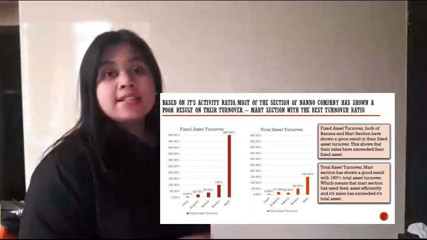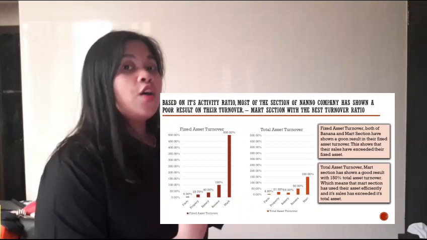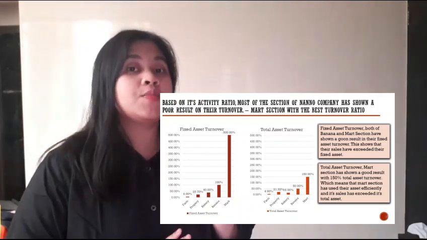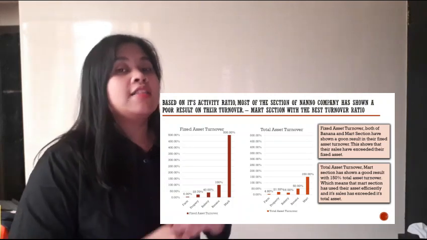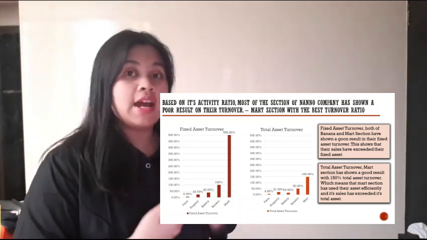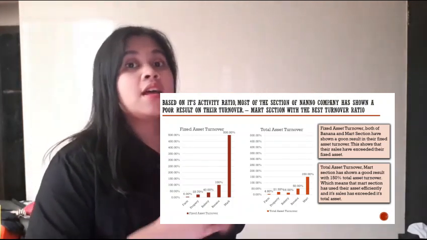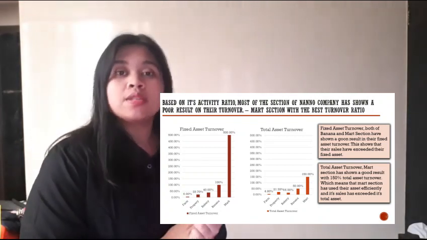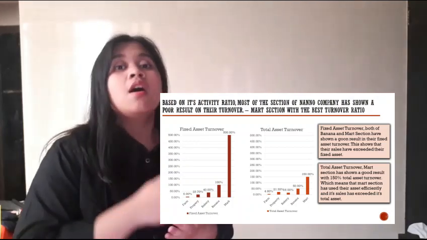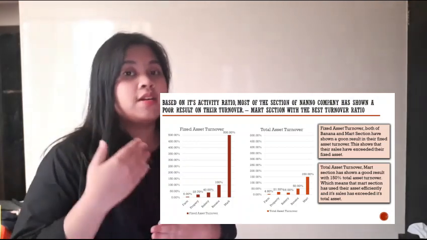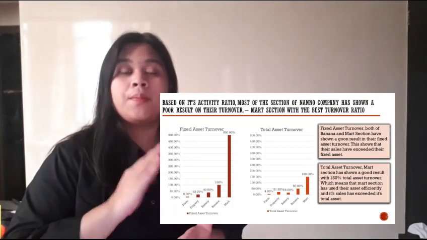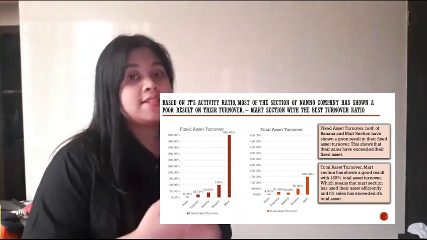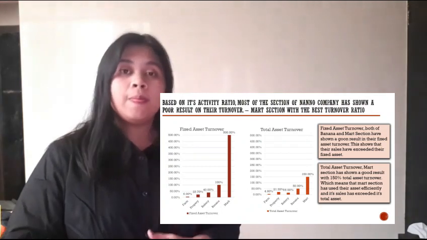As we can see in the chart, for both of the ratios, the mart section has exceeded 100%, which means that they have efficiently used their assets to generate their sales. Meanwhile, the farm section has the lowest percentage in both of the ratios, which means that they have a low performance in this activity ratio.